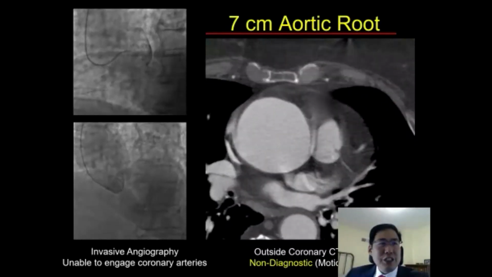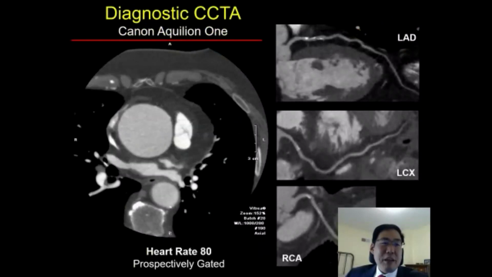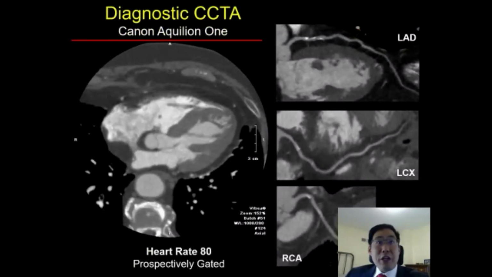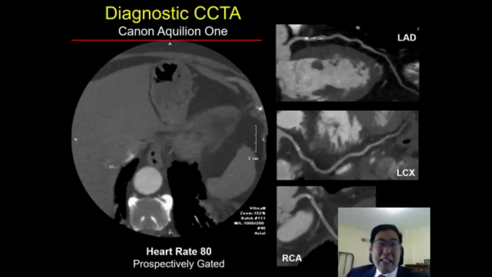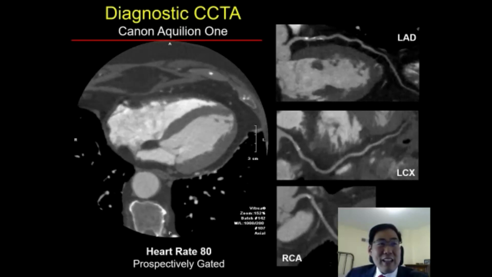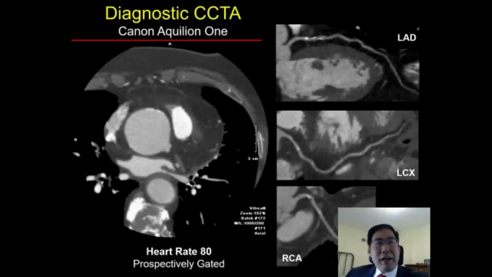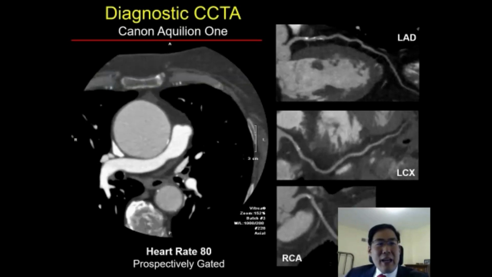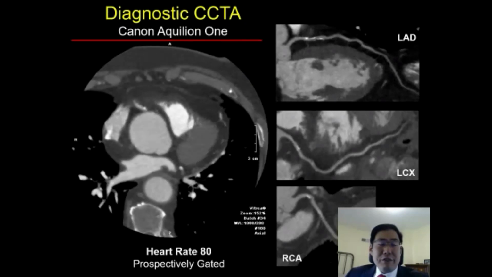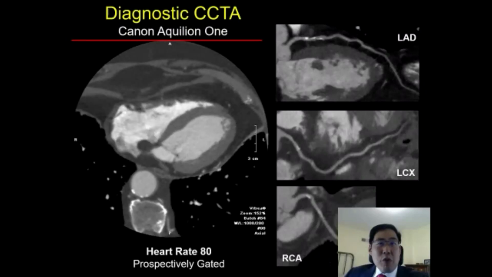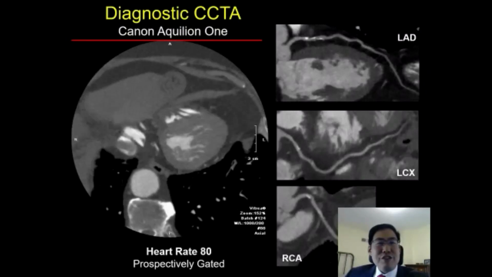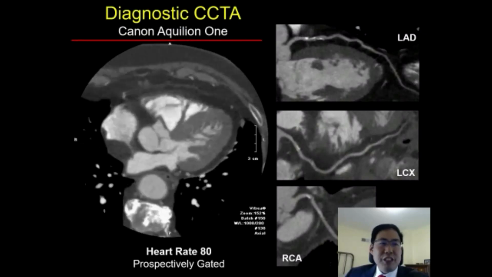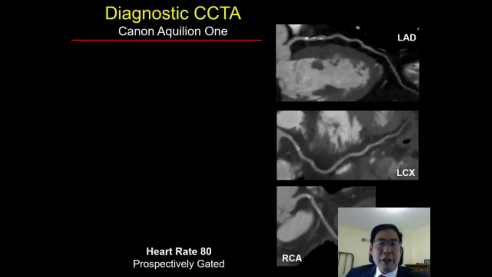So they sent the patient to me because they know I have a high-end scanner and can image difficult cases. But here's that same patient. We tried our best to slow down the heart rate. We could not get it below 80. So this is the scan at a heart rate of 80. And this was prospectively done, and I can confidently exclude significant coronary artery disease. So the patient proceeded with the aortic root replacement.